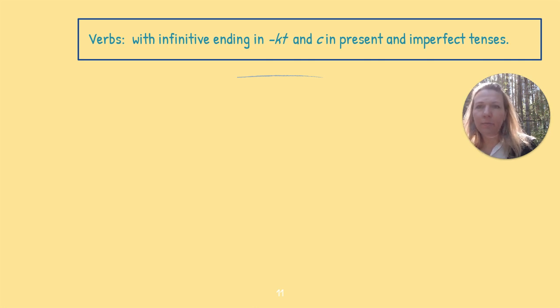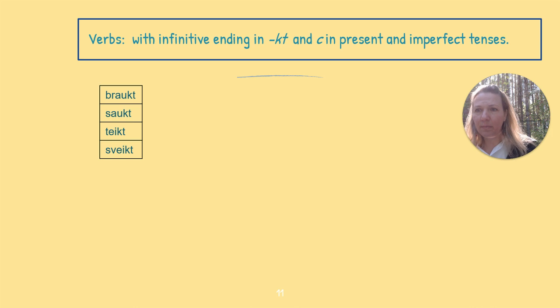In the second group we have verbs with the infinitive ending kt, and then the k changes to ts when we create present and imperfect or past tense. In the infinitive, in dictionary form, it will be k, but when we start to change this verb, the k changes to ts.